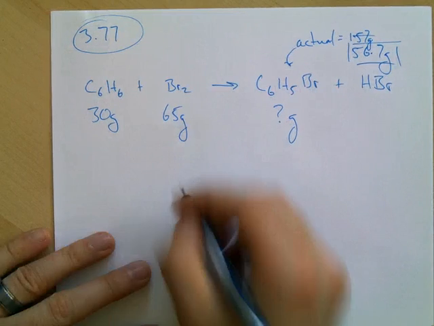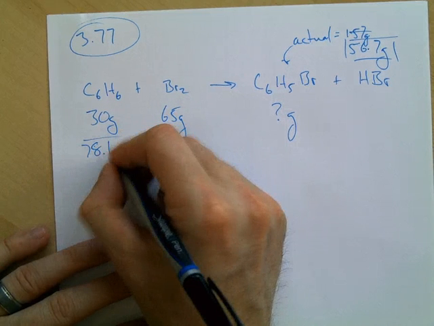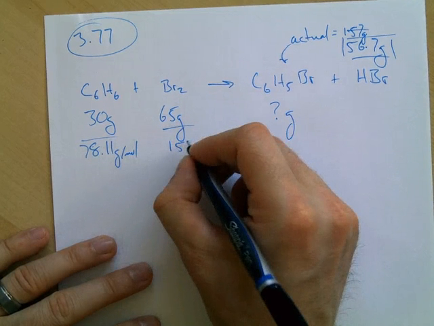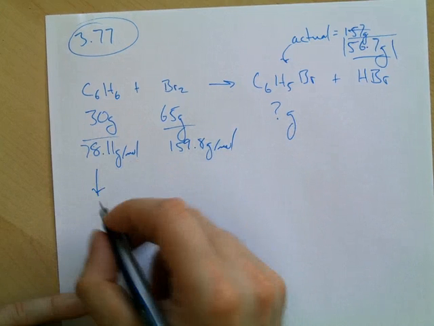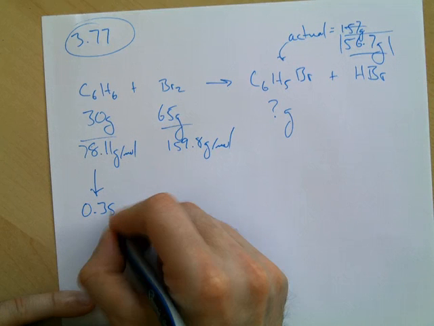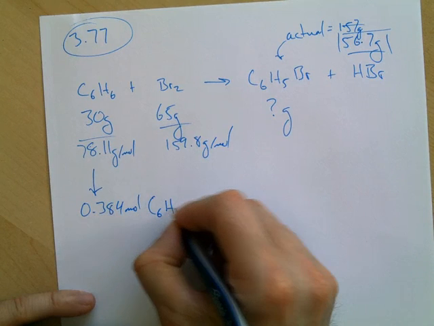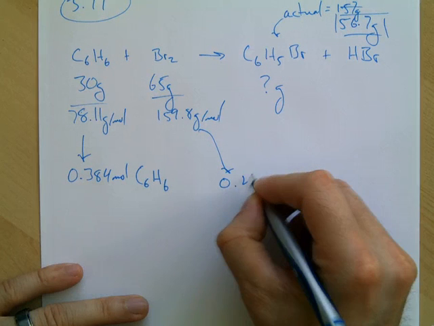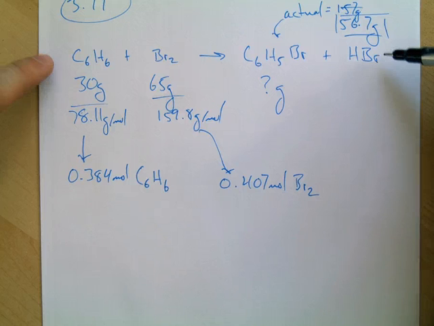So in doing this problem, I want everything in moles. So I'm going to divide by the molar mass of benzene, 78.11 grams per mole. This one, divide by the molar mass of bromine, which is 159.8 grams per mole. I end up with 0.384 moles of benzene, which is C6H6. And then I also end up with 0.407 moles of bromine. Now, this chemical equation is already balanced, so everything is in a 1-to-1 ratio.